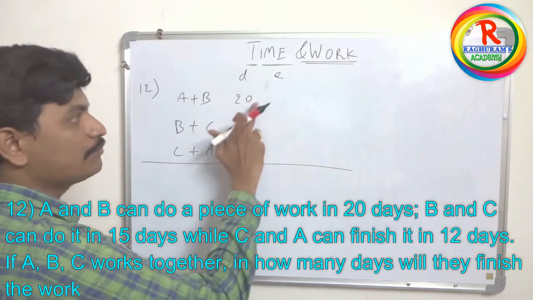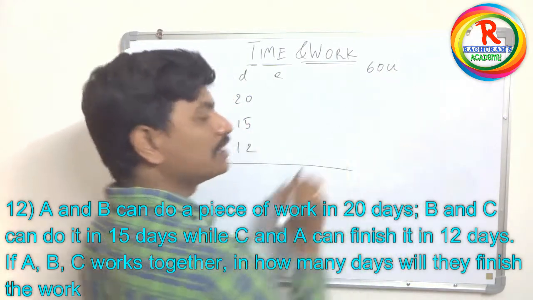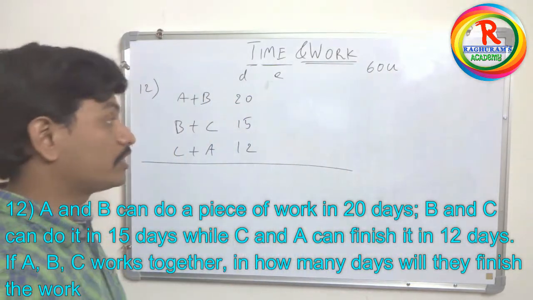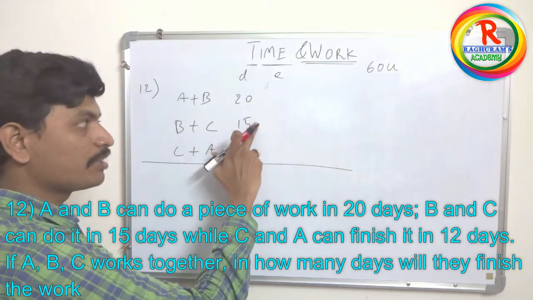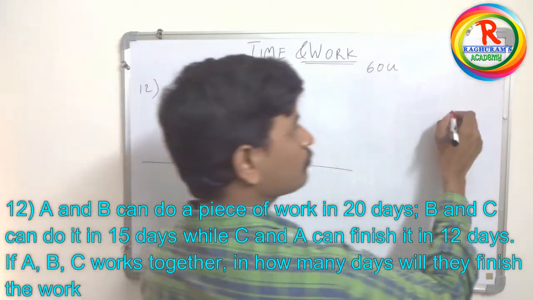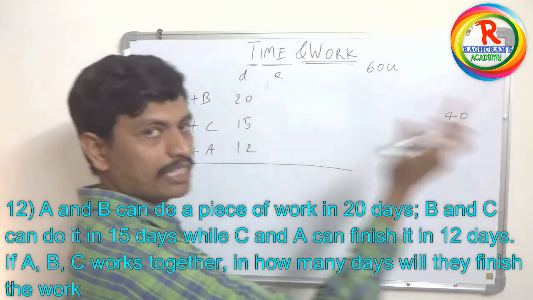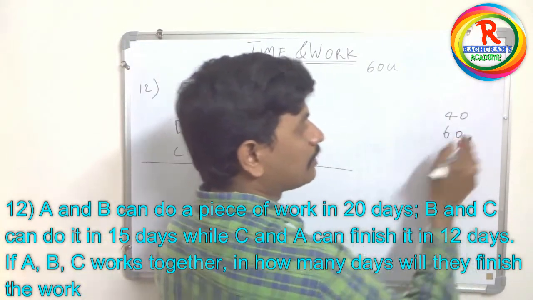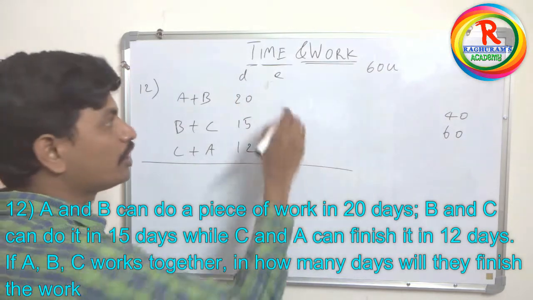Here also take the LCM of 20, 15, 12. The LCM is 60. I can say directly 60 units. If you practice, you can say it within a fraction of a second. What's the bigger number? 20. 20 is not divisible by 15 and 12. So 20 plus 20 is 40. But 40 is also not divisible by 15 and 12. 40 plus 20 is 60. 60 is divisible by 15 as well as 12. So 60 is the LCM.